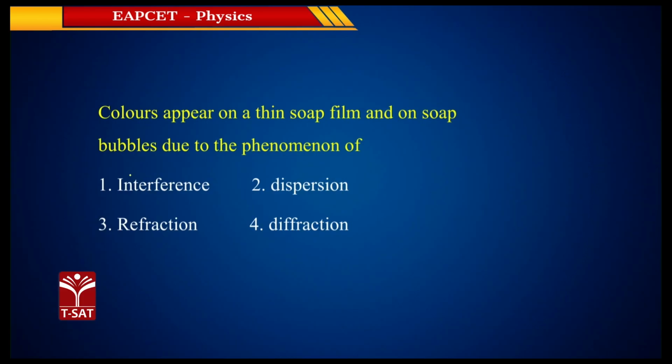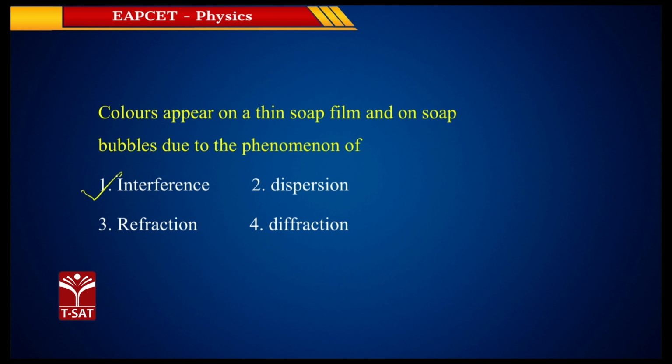And next, colors appear on a thin soap film and on soap bubbles due to the phenomenon. What is this phenomenon? Here, interference children. Interference. What is interference? Two coherent sources, light rays traveling from one place to another place, superimpose. On the screen you observe bright and dark images, which is called interference. Therefore, colors appear on a thin soap film and on soap bubbles due to interference, the first option.